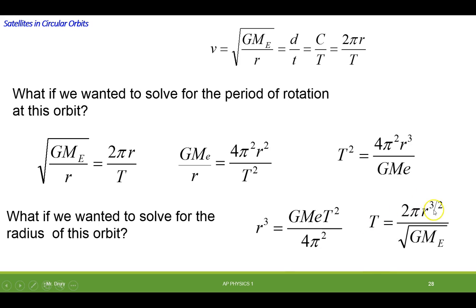And here is the exact opposite. If you know the radius and you know the mass, you can figure out the period. Now what's kind of interesting about this is, once again, you do not need to know the mass of the satellite.